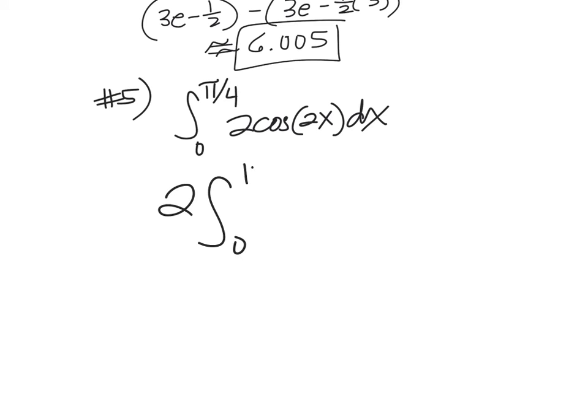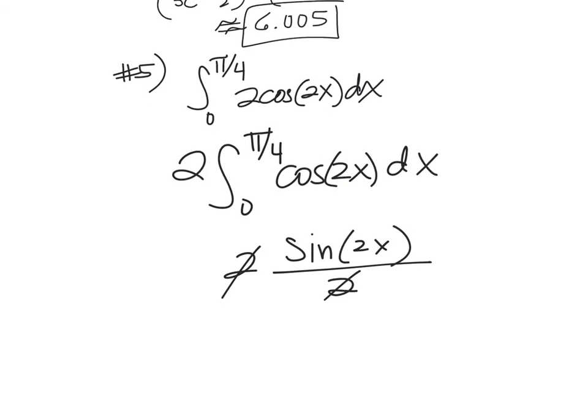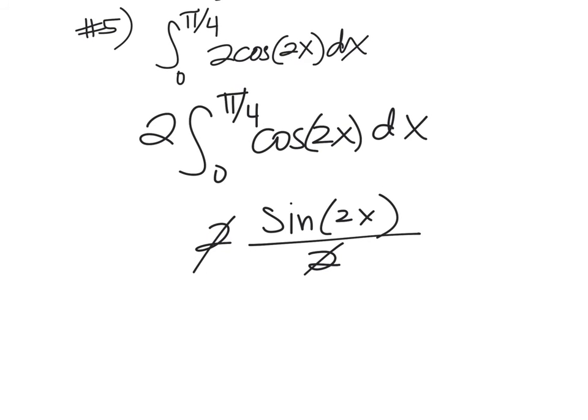So you could go 0 to pi over 4 of cosine of 2x dx. I know that the antiderivative of cosine is sine, right? So it would be sine of 2x, but if I was going to chain rule that, I'd have to divide by 2 instead of multiply by 2. But then there's this 2 out here, so they reduce. If I was going to take the derivative of sine 2x, I would get cosine 2x times 2. So you get sine of 2x, from 0 to pi over 4.